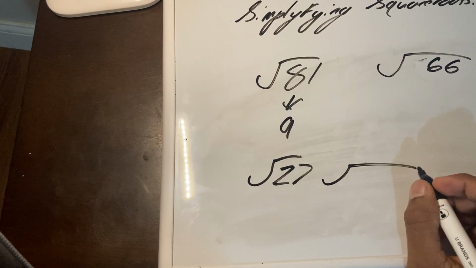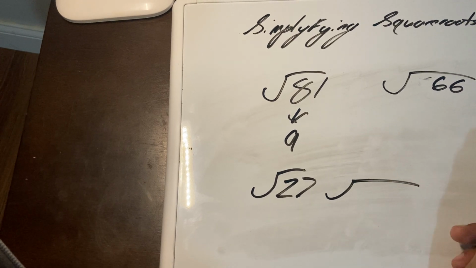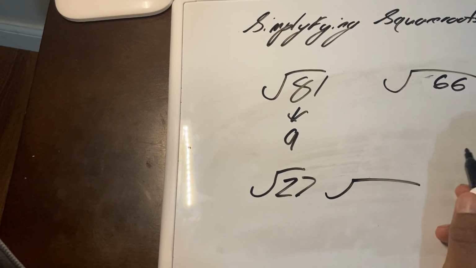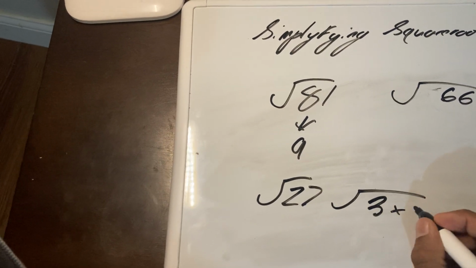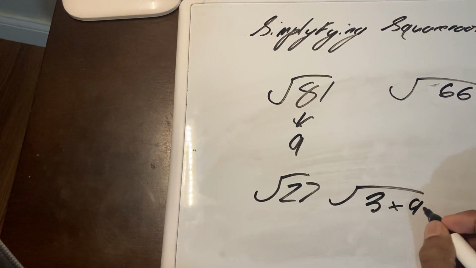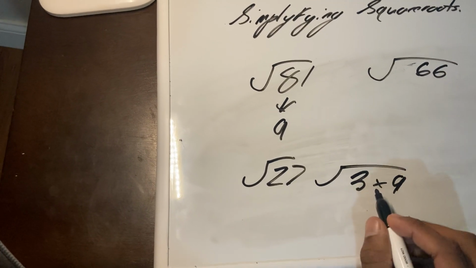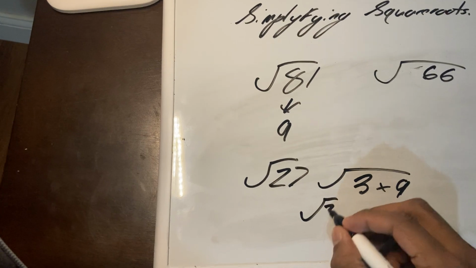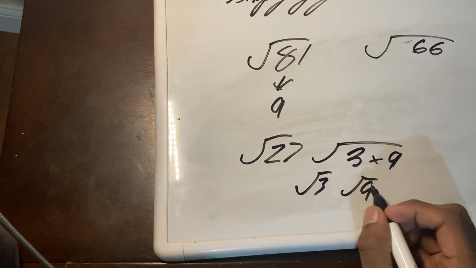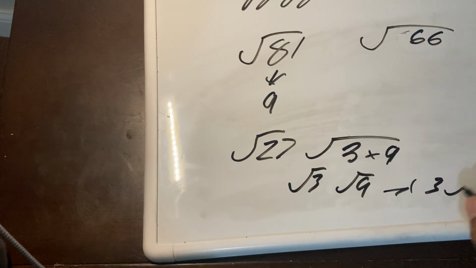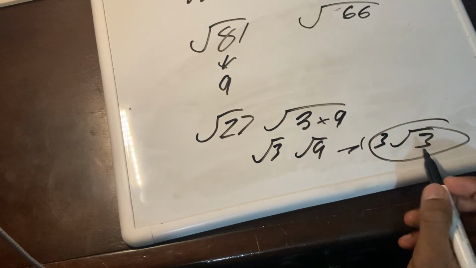So what 2 factors do we have for 27? 1 times 27, 3 times 9. That's a good one, 3 times 9, because keep in mind, we're trying to find integers, not decimals or anything. So 3 times 9, so the square root of 3 and the square root of 9. Well, you can't really square root 3, but we can square root 9 to 3. So we get this as our final answer when we try to square root, or simplify at least, 27.